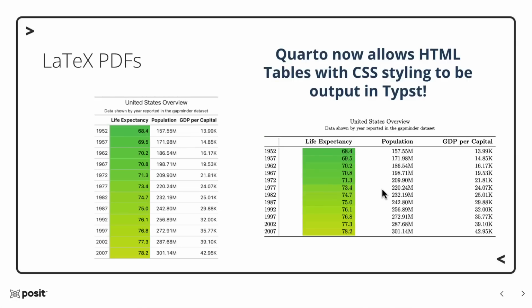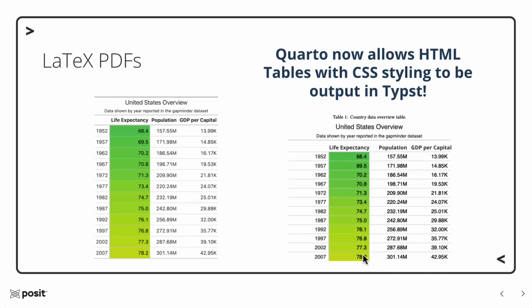So Quarto in version 1.5, which is the most recent version as of today, now allows HTML tables, such as what we're seeing over here on the left-hand side, with custom CSS styling to be output in Typst. So instead of the table looking like this, we can now have it look like this when it gets rendered to PDF.